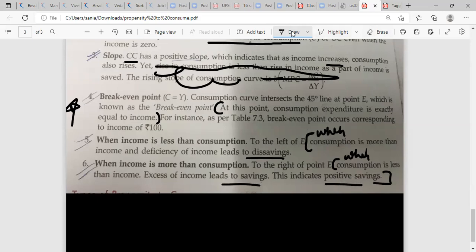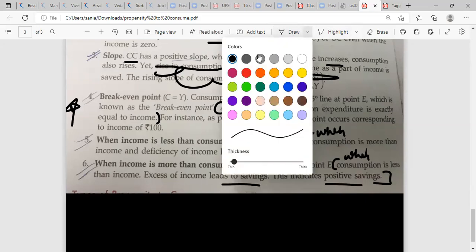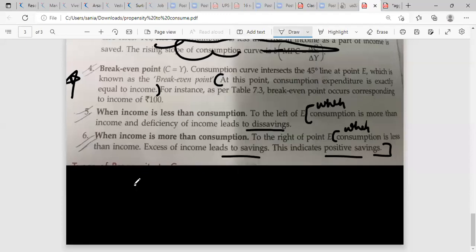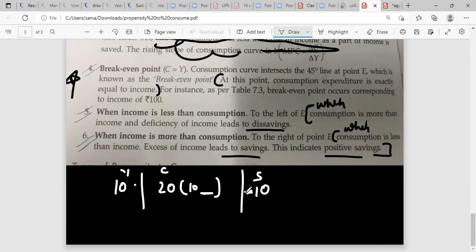Okay, so let's just take an example for these two points. This is very important, so listen to it very carefully. For example, right now you are earning 10 rupees and your consumption is 20 rupees. So you still need 10 rupees. This is a bracket. You already have 10 rupees. This is your income, this is your consumption, and this is your saving. So 10 you already had, you need an extra 10, so you took it out from your savings. So it is minus 10.